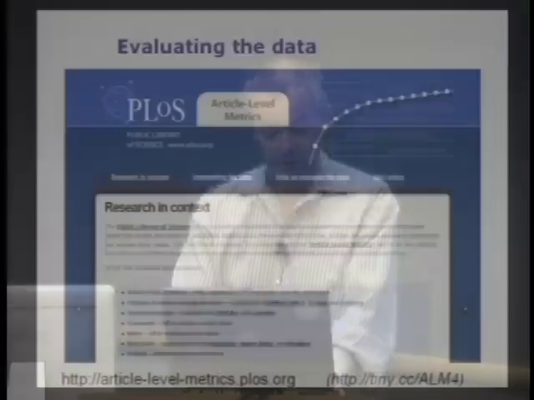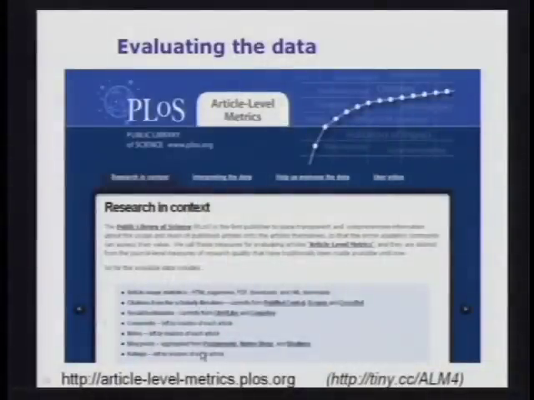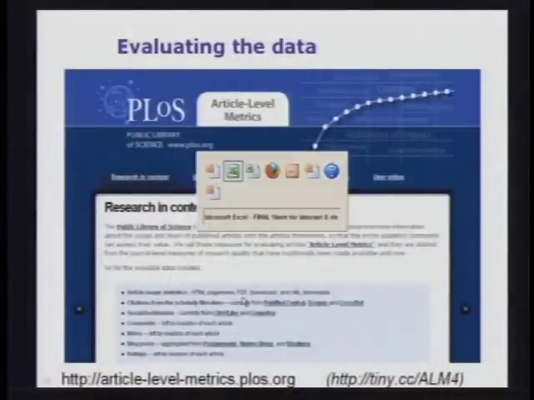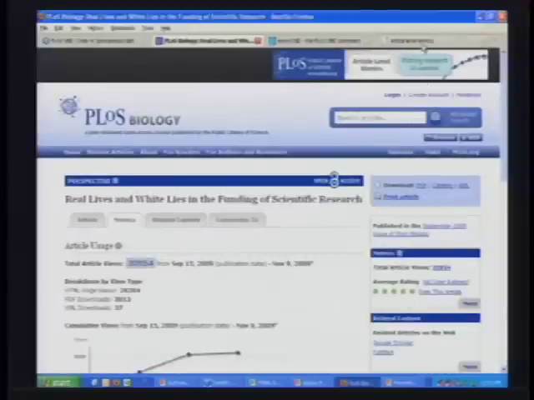So people have been taking that data set and doing interesting things with it already. It's only been up there since the middle of September. But people have basically been attempting to evaluate it. And what we've given people as a pointer for this is this website, article-level-metrics.plos.org. And that looks like this.